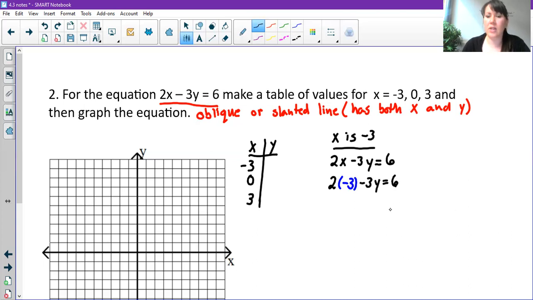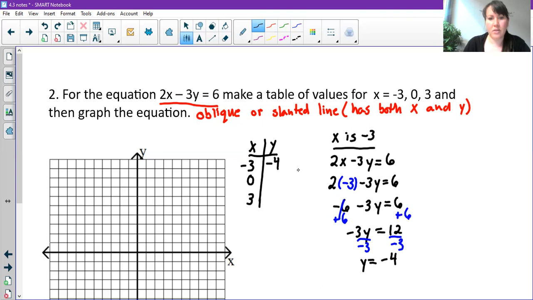Once you do that, you need to isolate y. So I'm actually going to do some multiplying here first before I isolate. I have 2 times -3, which is -6. Subtract 3y equals 6. We want to get this term with y alone. So that means I need to move this -6 by adding 6 to both sides, which leaves us with -3y equals 12. And then divide by -3. And I get y equals -4.